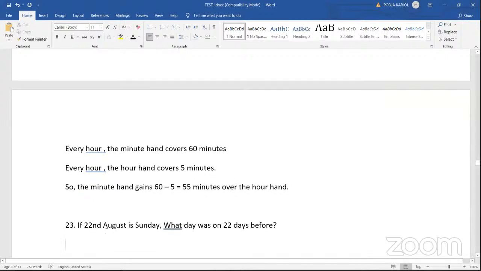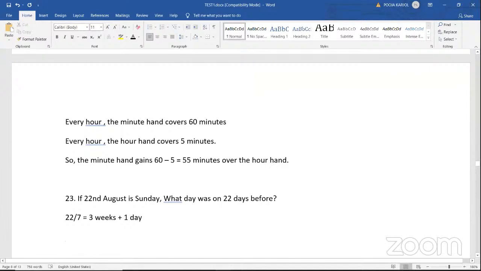If 22nd August is Sunday, what day was it 22 days before? This topic is left to teach. I've not taught it yet, but you can generally solve it. Saturday, ma'am. Saturday would be correct. Why? 22 days before they have asked. If it's 22 days before, should we count that Sunday also? No. We should count from Saturday. Saturday will be the first day.